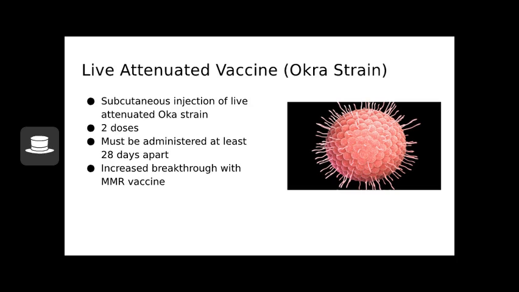apart. This vaccine can be given at the same time as others, however, there has been an association between increased breakthroughs of chickenpox when simultaneously administered with MMR, or the measles, mumps, rubella vaccine. For this reason, it is recommended to issue the 2 vaccines at different injection sites or to administer them 4 weeks apart.